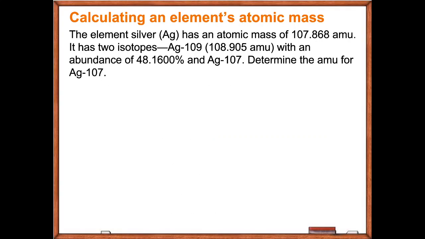Okay, so here we have a problem. It says the element silver has an atomic mass of 107.868 AMU. It has two isotopes, silver 109, and they give us the weight of that and the abundance, and silver 107. They want us to determine the weight of silver 107. Give this one a try, and I'll go over it with you.